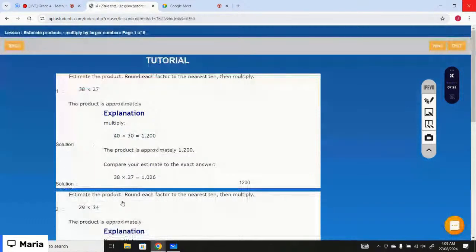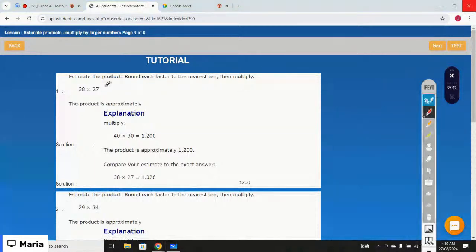The first one is estimate the product, that is 38 times 27. So you have to round each factor to the nearest ten and then you have to multiply. You are given the numbers 38 times 27. You need to round them off first and then multiply. So you have 38. 38 is near to which 10? 30 or 40?